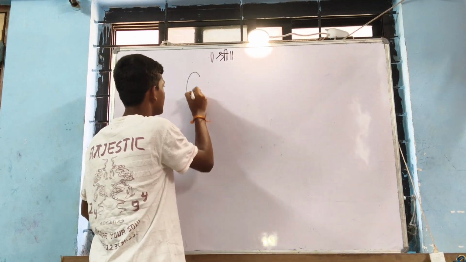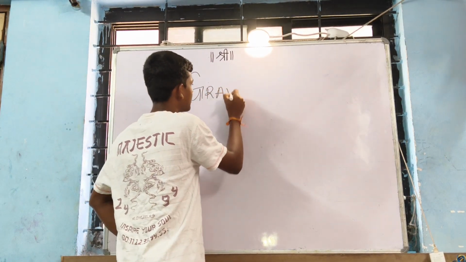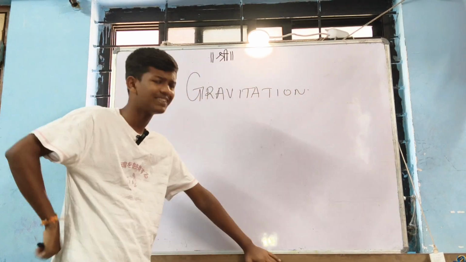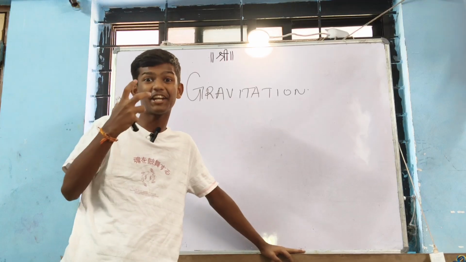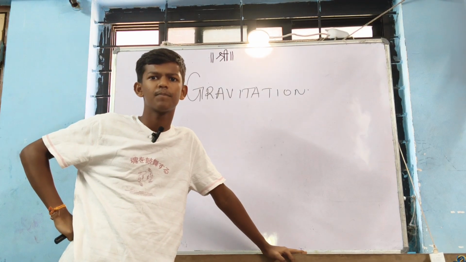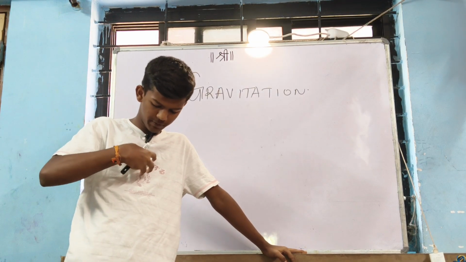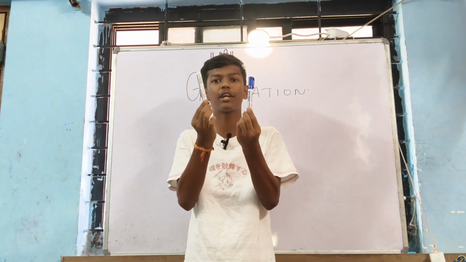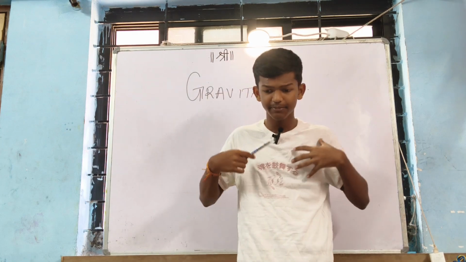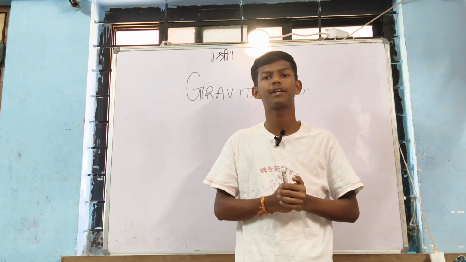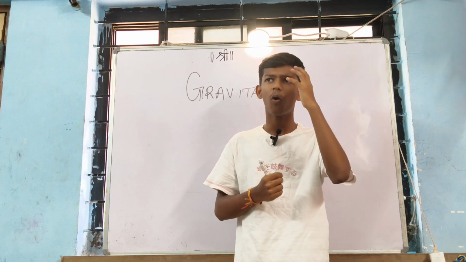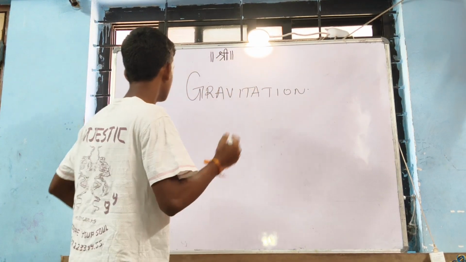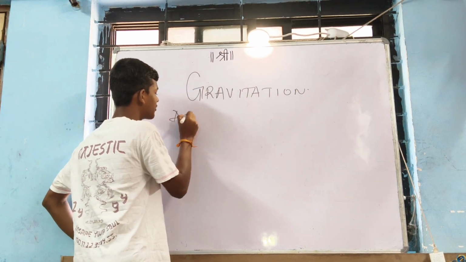So gravitation. Gravitation is an attractive force between two objects. The force between me and any two objects, these two objects also have an attractive force. This is known as gravitation force. This camera and I also have an attractive force. All the objects in this universe have the gravitation force. So it is an attractive force.